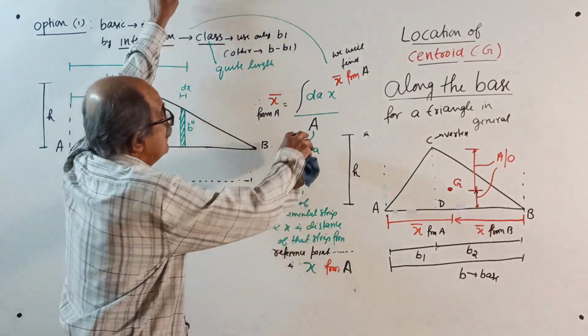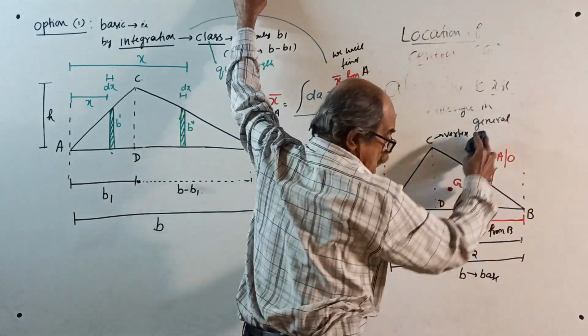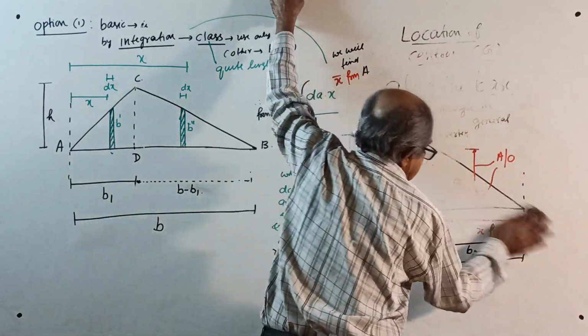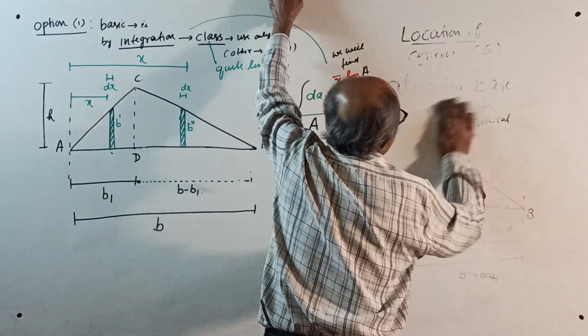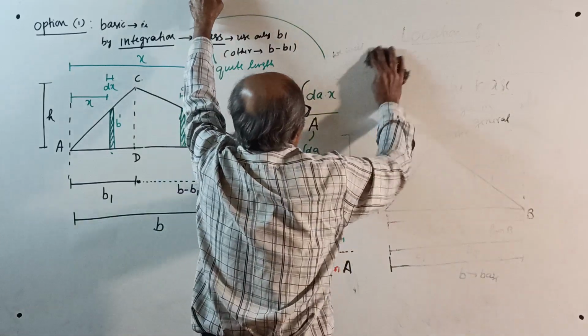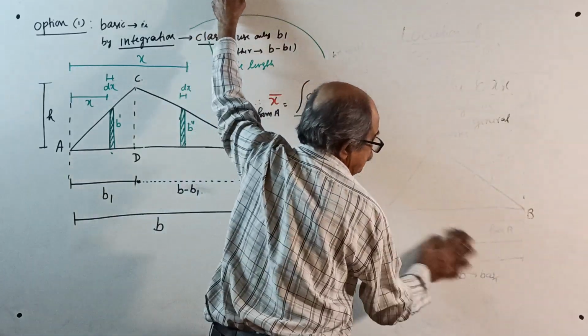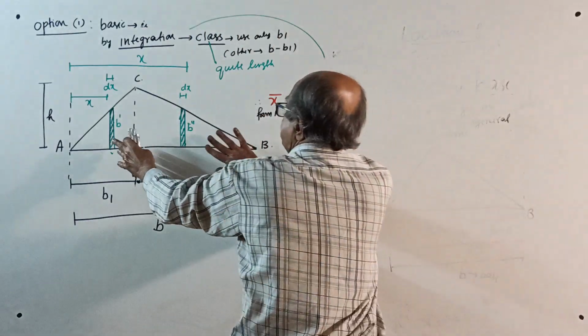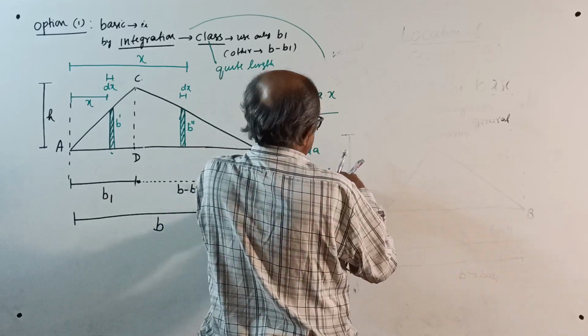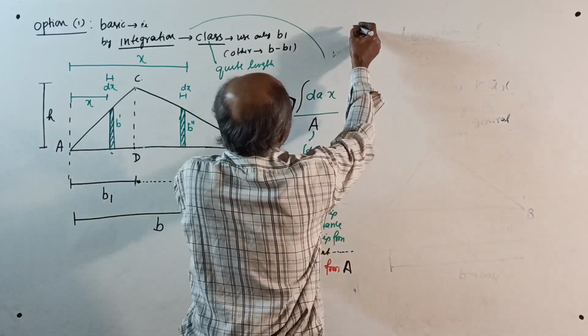Now I will remove this because I want space. Some writings are there. We will find x bar from here. The formula is already there. It's all over. See now, you put this sketch. Consider, first make a note.